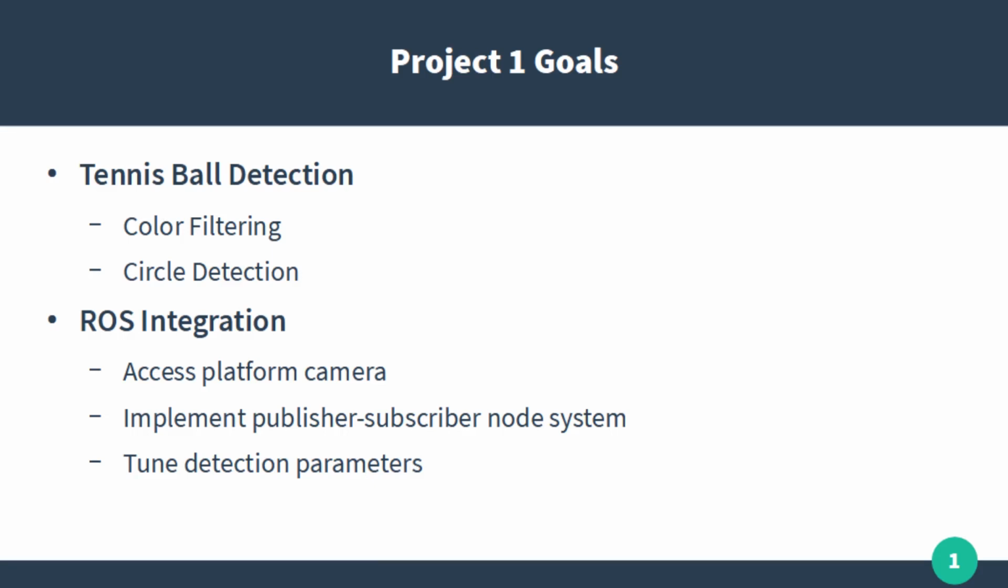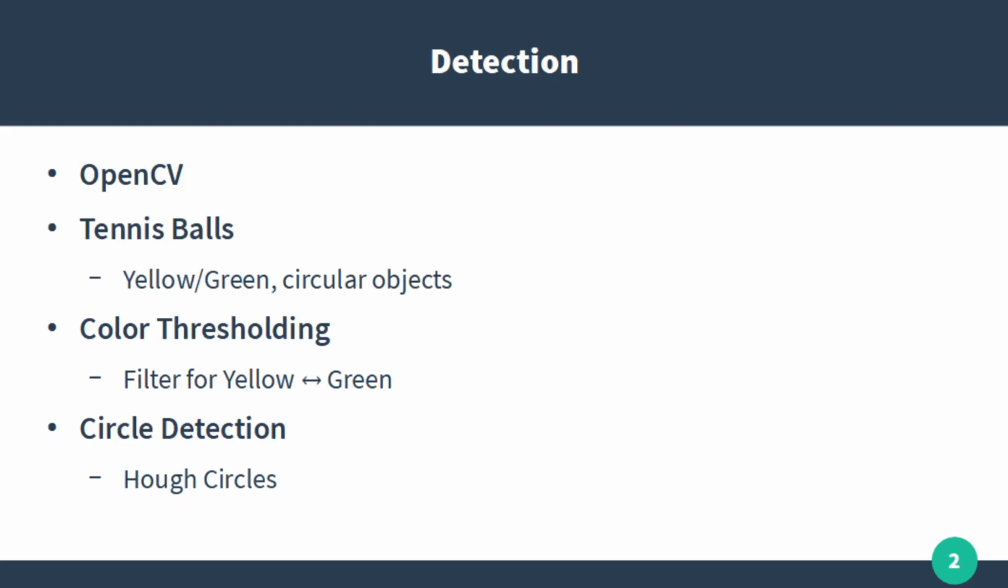My projects for this semester are chosen with a tennis ball collecting robot in mind. My goals for Project 1 were to program a tennis ball detector and implement that program into a robot platform. The first step in the project was implementing the detection.